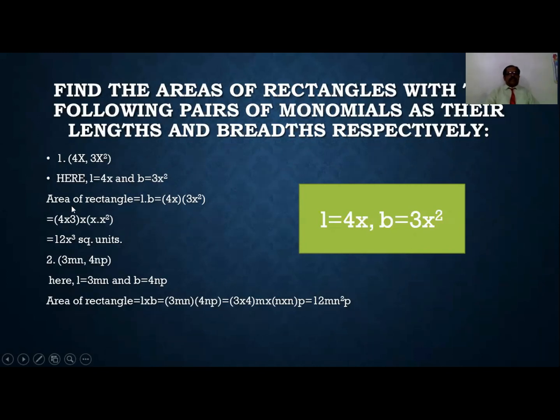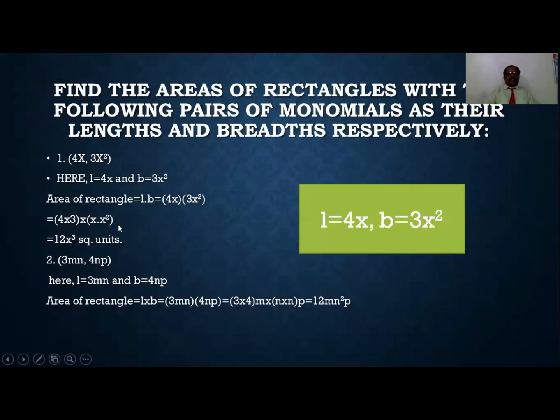As we know the formula to find the area of a rectangle is length into breadth, we take the multiplication of these two monomials, that is 4x into 3x square. So what will it be? As we have done the multiplication of two monomials in the previous example, we take first the coefficient part together, that is 4 into 3, and then the multiplication of the variable terms. Here x and x square are the two variable terms, so we take them together. The variable is the same, only the powers are different.